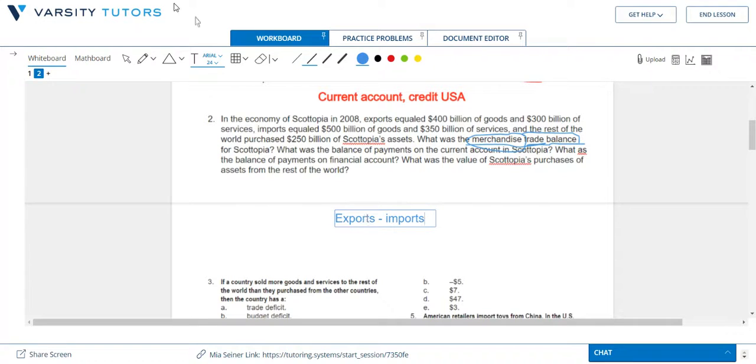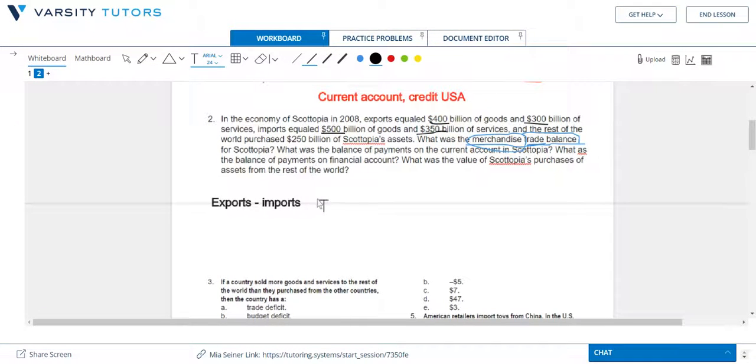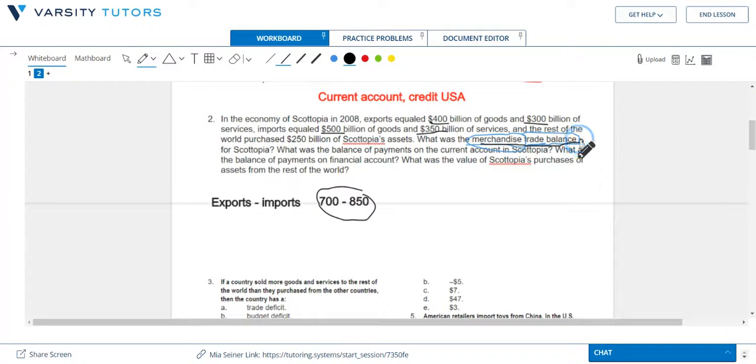So in that context, it's 400 plus 300 minus 500 plus 350. If you're wondering where I got those numbers from, I'm adding the goods and the services that they exported, and then I'm adding the goods and the services that they imported. So the trade balance here is simply 700 minus 850. So when they're asking us the trade balance, I got negative 150 as the merchandise trade balance.